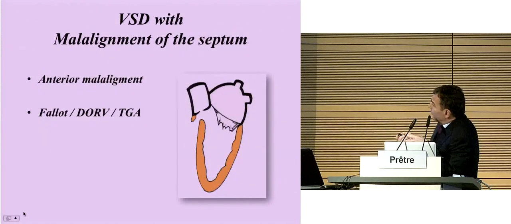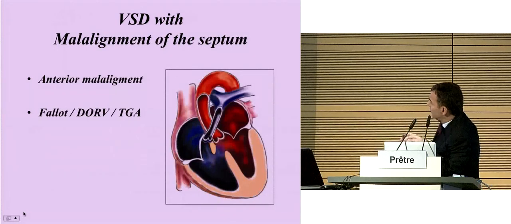Now, anterior malalignment, and this is where I will put most of my talk, and we will see Fallot's, DORV, double outlet right ventricle, up to TGA. We will start with the Fallot tetralogy. This is how we depict it, with the conal septum here with the anterior deviation, and the other one which is here. This is how we see that.